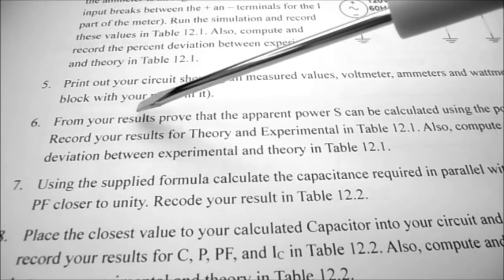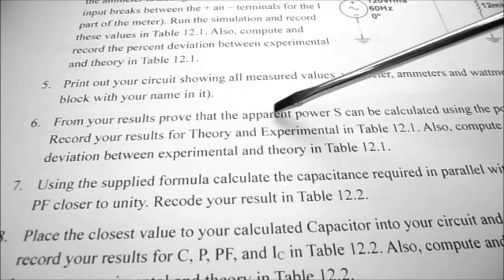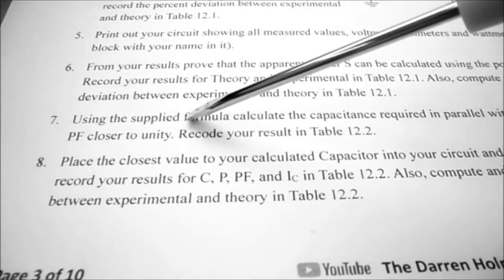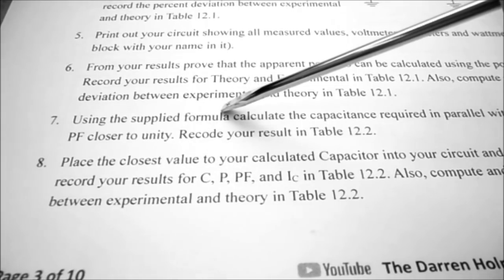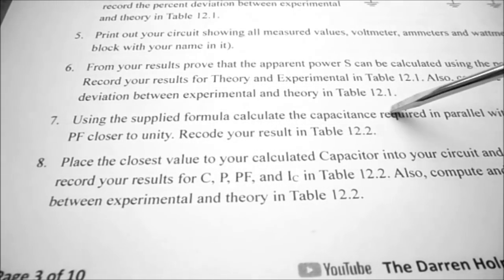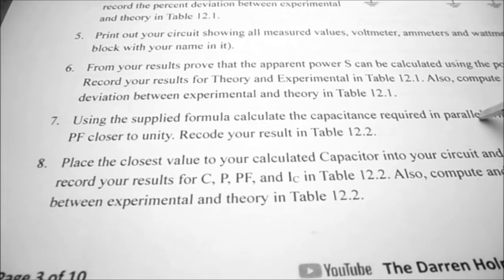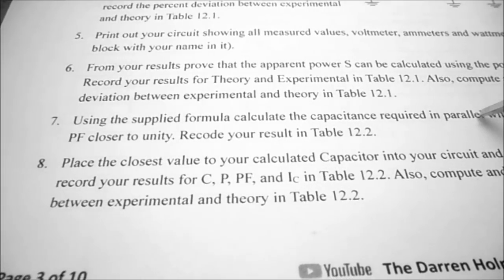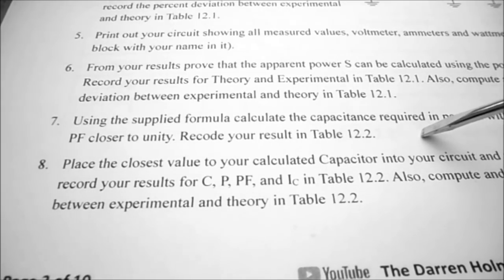Procedure step 6 says, from your results, prove that apparent power S can be calculated using the power triangle law, and we're to record these results in Table 12.1 along with the deviation. In procedure step 7, we're using the supplied formula to calculate the capacitance required in parallel with the inductor to get the power factor closer to unity. So we'll record that in Table 12.2.